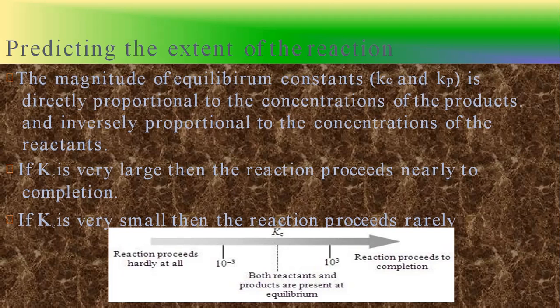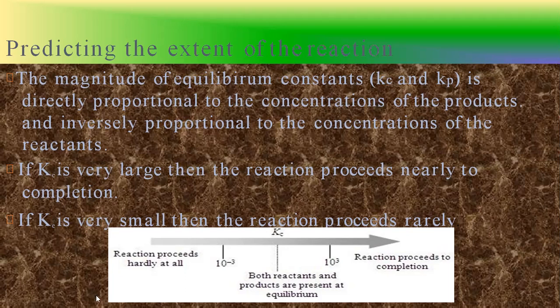Suppose this is a number line, and this is 0. If we go right, we are moving towards the positive. If we go towards the left, we are going towards the negative. The more negative, the value of Kc will reduce. The more positive, the value of Kc is high.